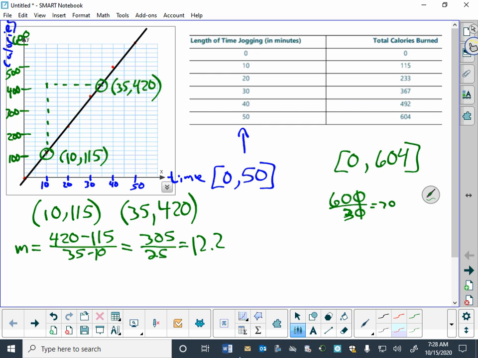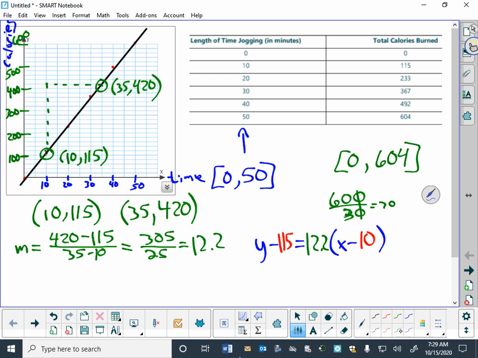That's my slope. And then if I use my point slope form of the equation, which is y minus the y coordinate equals the slope times x minus x coordinate of a point, I can put my 12.2 in here. And I'll grab this point at 10, 115, and even just like that, works as a model for this information.